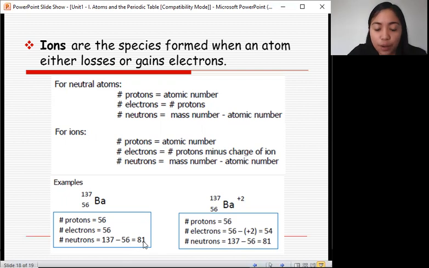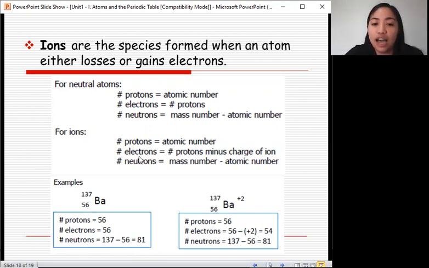So that is 81. So for example, ang given, walay mass number. Ang given lang is number of protons and neutrons. So you will just add them and the answer is imuha nga mass number. That is 56 plus 81, that is 137. So for ions, ang number of protons is again equal to the atomic number.